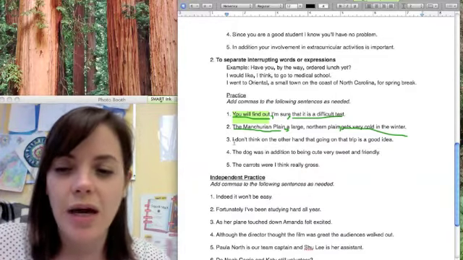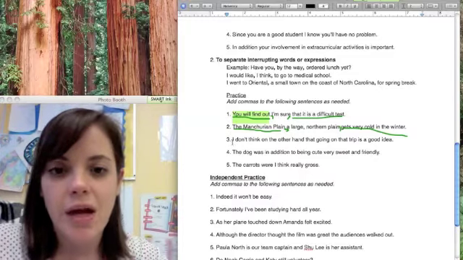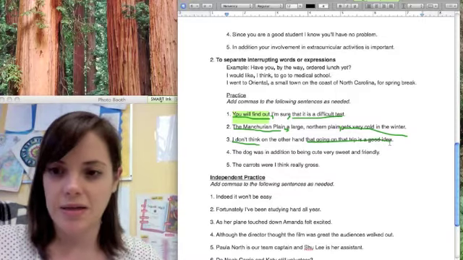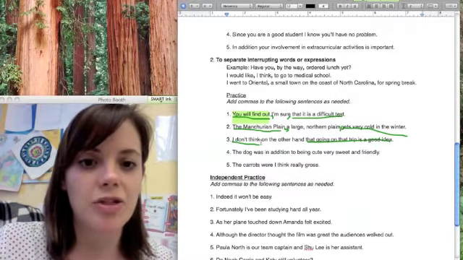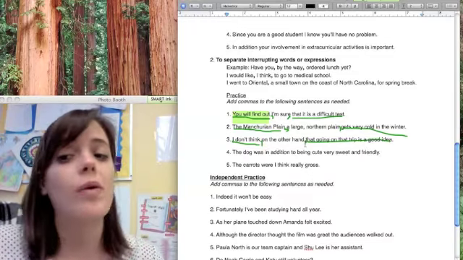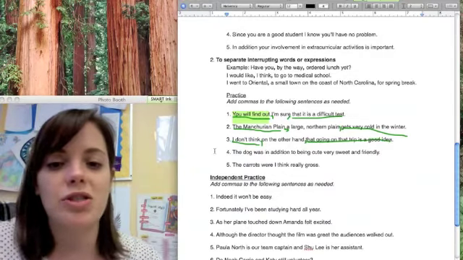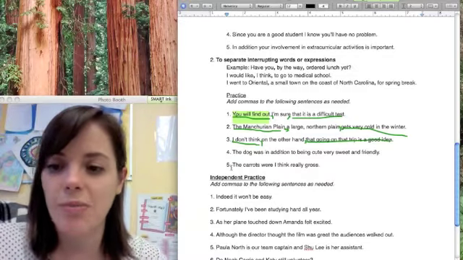So looking for my main point, looking for what they interrupted, "I don't think that going on that trip is a good idea" seems to be their main sentence, their clause. And then they interrupted it to say, "on the other hand." So I don't think, on the other hand, that going on that trip is a good idea. Okay, now, what I want you to do, take a look at sentences 4 and 5. Look for those interruptions, set them off with commas.